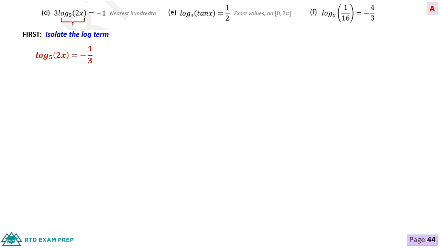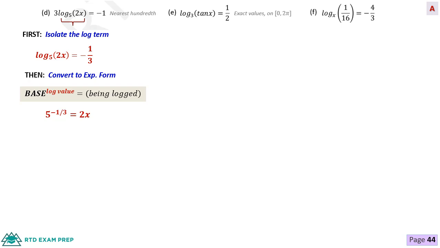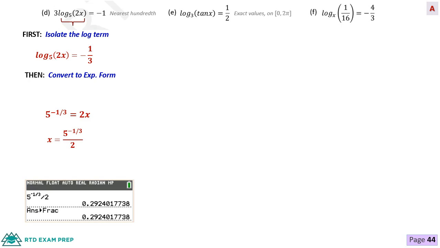So my base of 5 will become my base for the exponent, and the answer of my logarithm, that negative 1/3, will become the exponent on 5. Now that I have 5 to the negative 1/3 equals 2x, I see that I'm trying to solve for x. So I'll divide both sides by 2. In this case, we are going to leave the answer in that form.